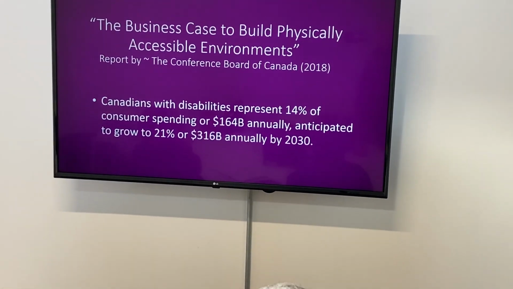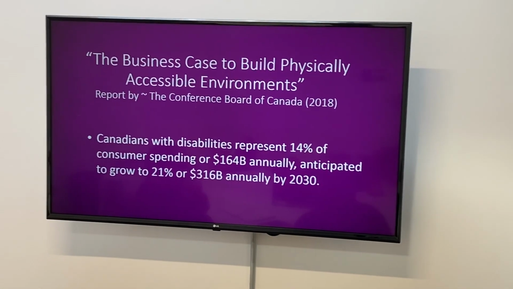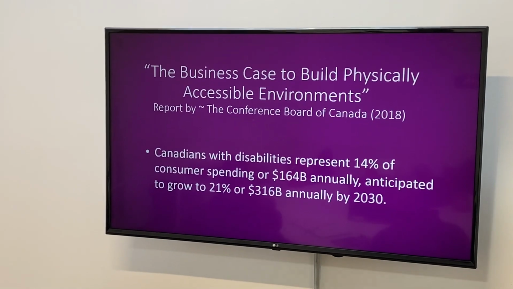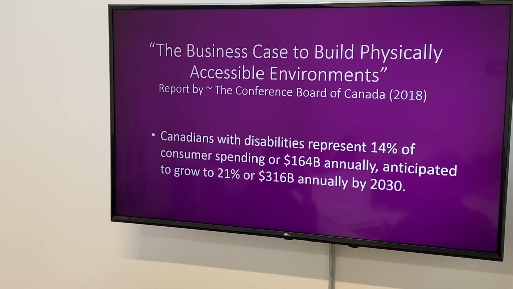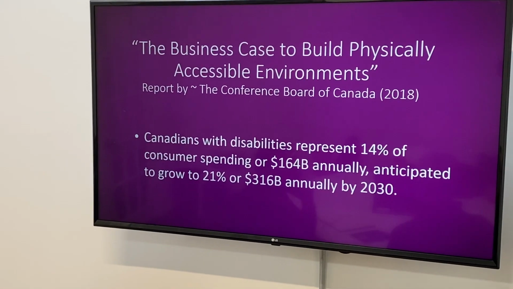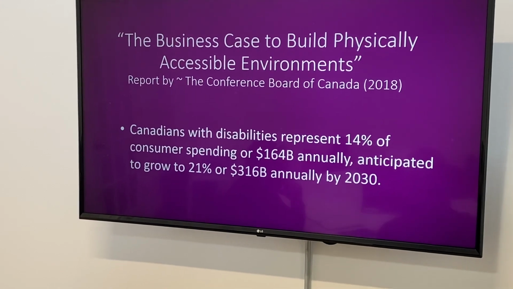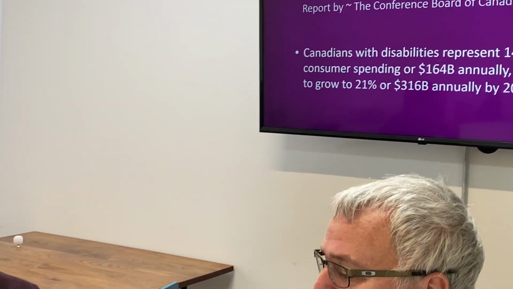Yeah, there we go. Okay, so we kind of laid out what disability is, what accessibility is, and what barriers we're reaching. So let's bring that together in the business case to build physically accessible environments and create places where people with disabilities can participate. Canadians with disabilities represent 14% of consumer spending, or $164 billion annually. And that's anticipated to grow to 21%, or $316 billion annually, by 2030. A third of $1 trillion. It's a lot.